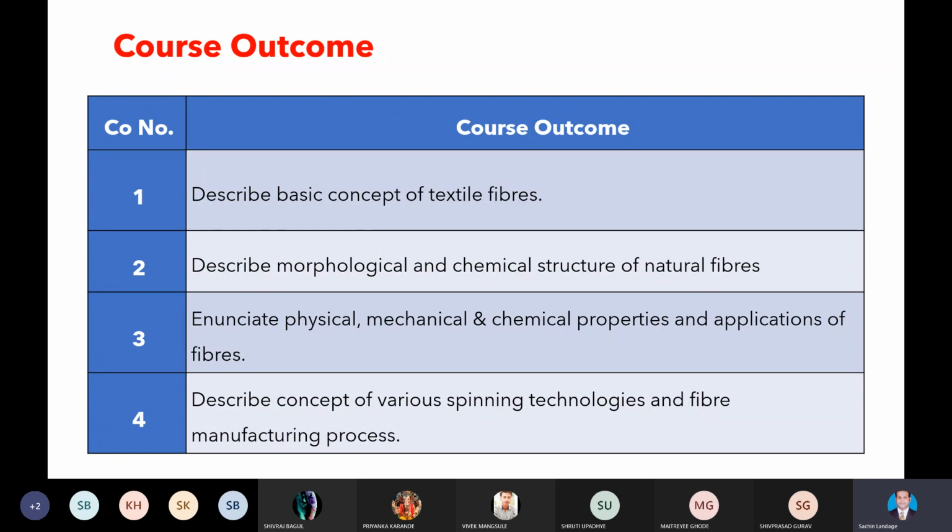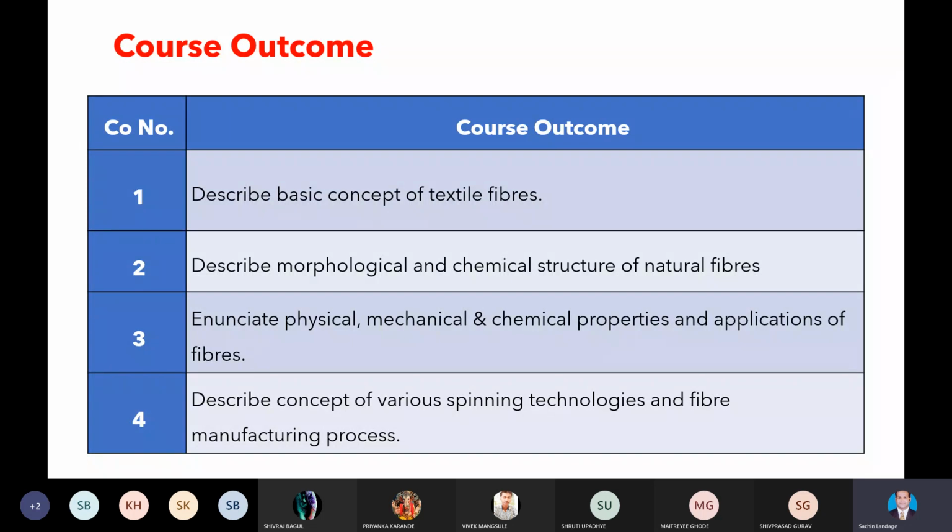See the meaning of these course outcomes. At the end of this particular subject, that is the course, you will be in a position to first describe the basic concept of textile fibers. You will be in a position to describe the morphological and chemical structure of natural fibers. You will be able to enunciate the physical, mechanical and chemical properties as well as the applications of various fibers. And last, you will be in a position to describe the concept of various spinning technologies and fiber manufacturing processes.